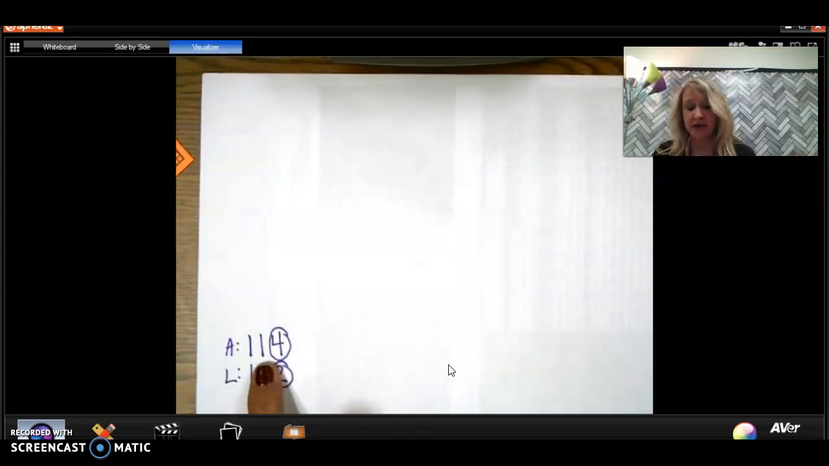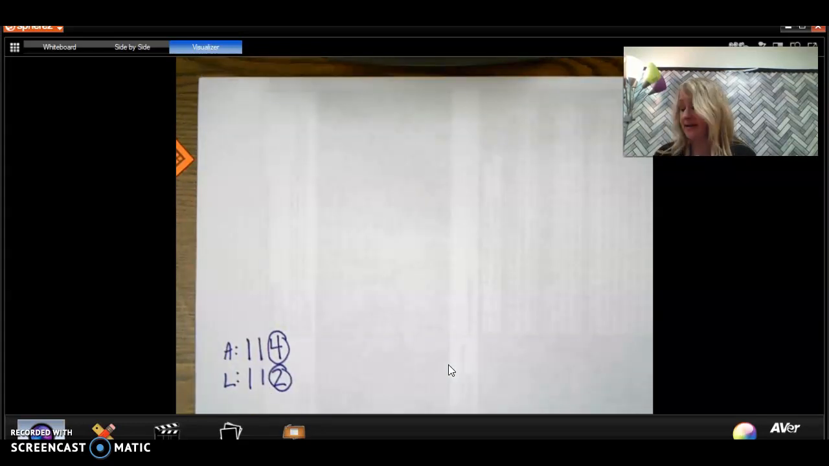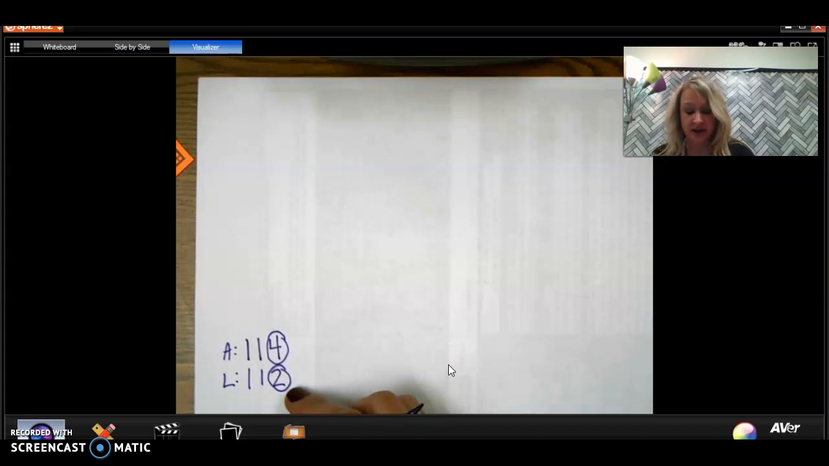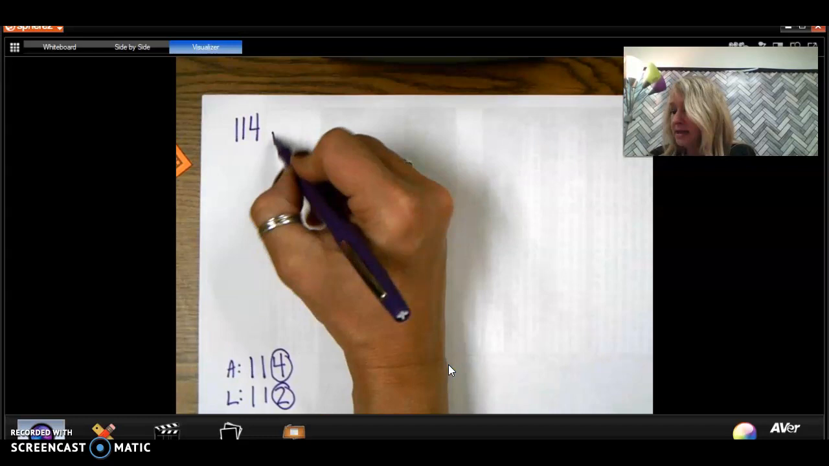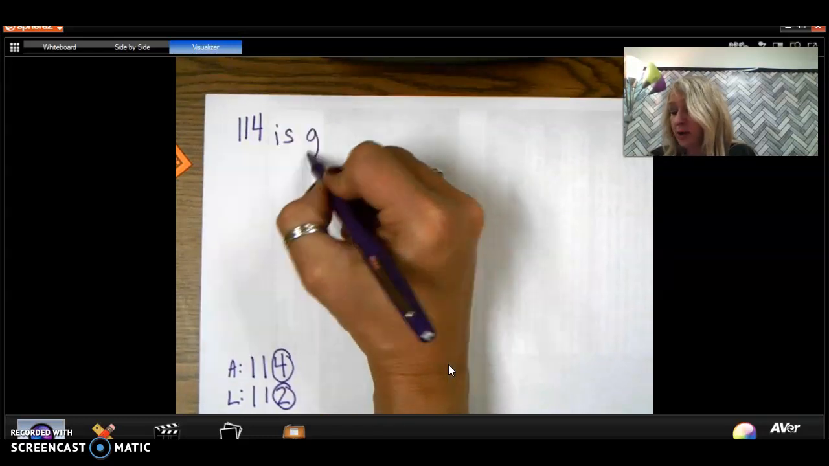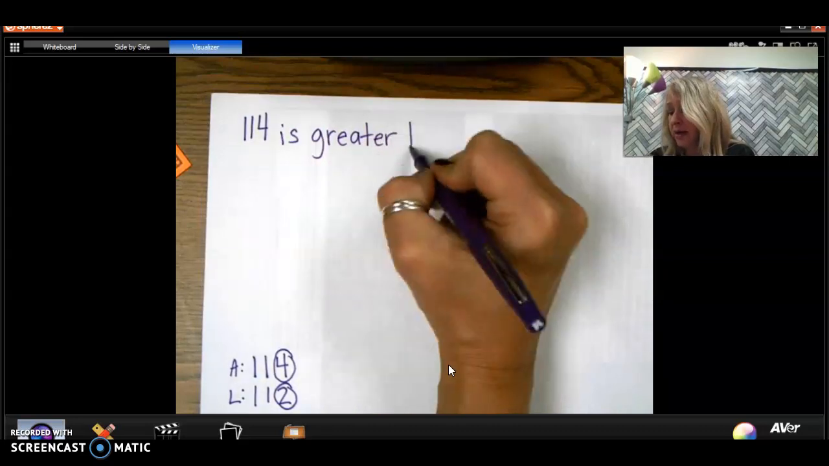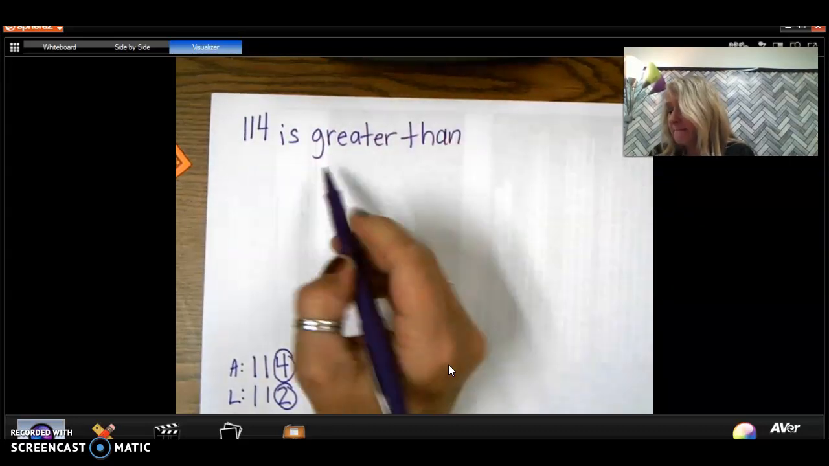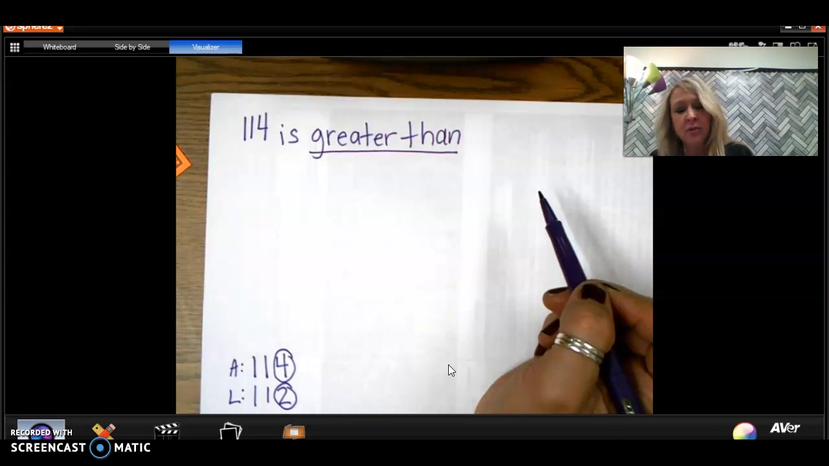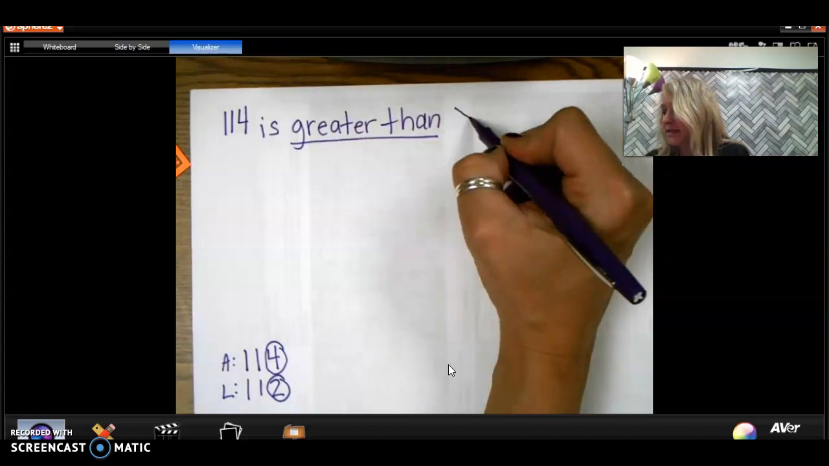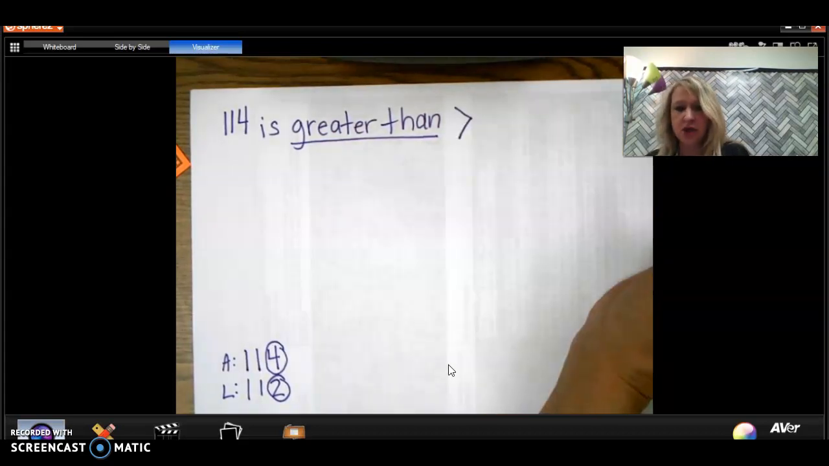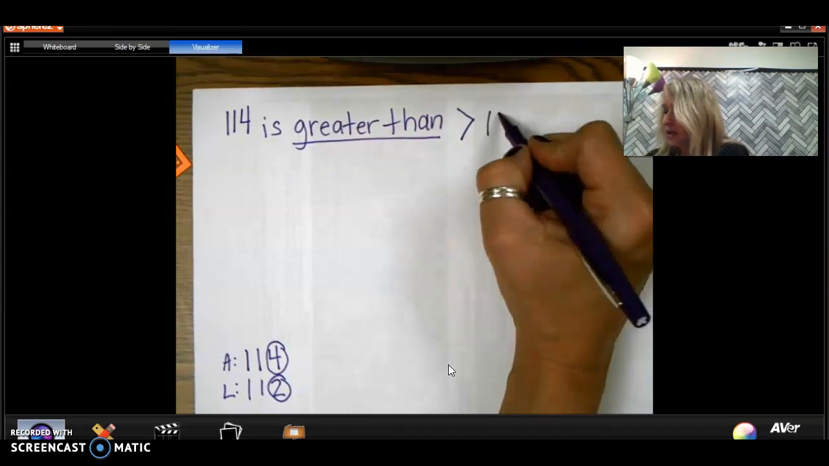So if I have the number 114 and I said 114 is greater than 112, then we are going to write that like this. 114 is greater, I'm going to write the words, greater than. Remember what the symbol was for greater than? That's right. It is that symbol, greater than 112.